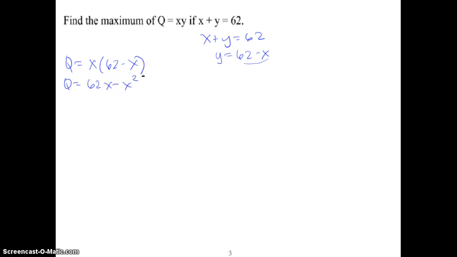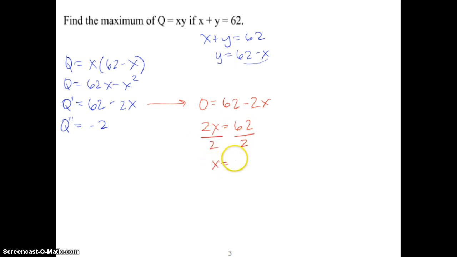So if we want to find a maximum, again, we've got to find the derivative. So let's find q prime, which would be 62 minus 2x. Go ahead and find q double prime, which is going to be negative 2. And now, to find the maximum, we're going to take q prime and set it equal to 0. Solve for x, so we'll move the 2x over, so we have 2x equals 62. Divide both sides by 2. We'll get x equals 31. So we only have one critical point here, so that obviously is going to have to be a maximum.